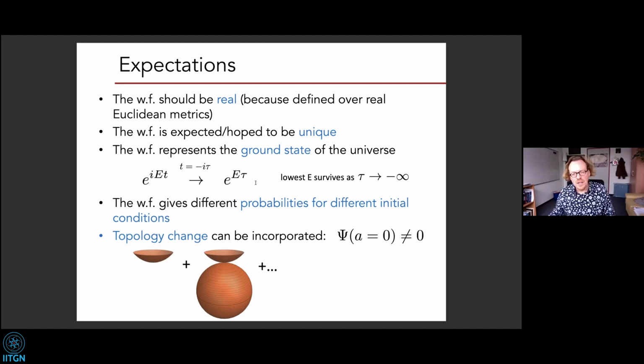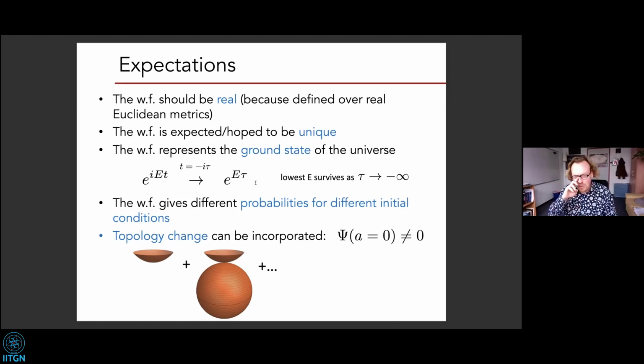And then the other point was that the no boundary wave function is supposed to be a true theory of initial conditions, meaning that it will provide probabilities for different histories of the universe, or if you like, probabilities for different initial conditions.